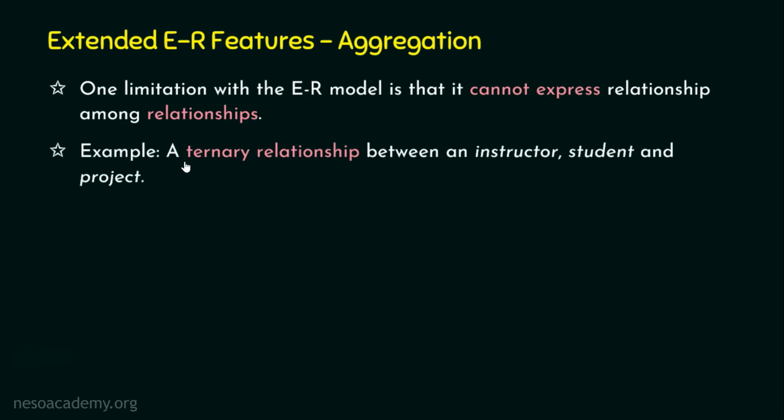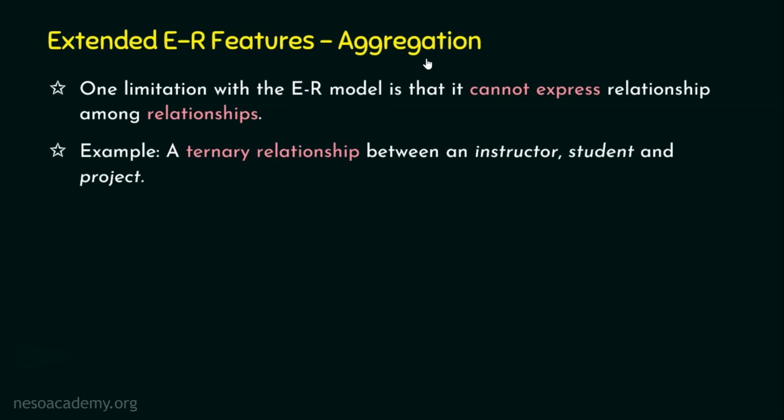For example, when we talk about a ternary relationship between an instructor, a student, and a project. When we talk about binary relationship between instructor and student, we can have advisors relationship. But when we want three entities to have a relationship, like the relationship between instructor, student, and project, this we call as a ternary relationship. Already there is a relationship and we want to establish a relationship among relationship. Our requirement is to express a ternary relationship like this. In this case, we need to go for extended ER feature, which is called as aggregation.